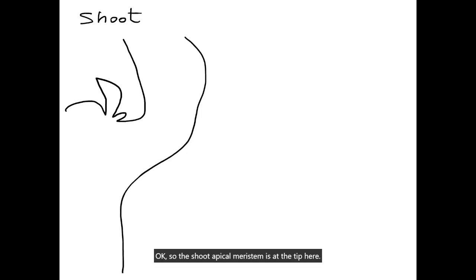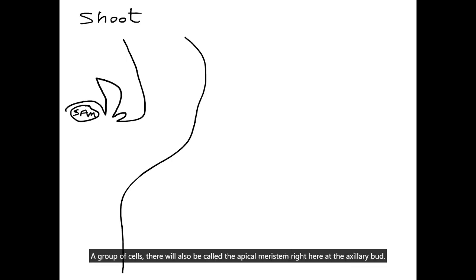Okay, so the shoot apical meristem is at the tip here. So that's the SAM, shoot apical meristem, a group of cells. There will also be a shoot apical meristem right here at the axillary bud. If this ever grows, a shoot apical meristem will be the source of all its growth.